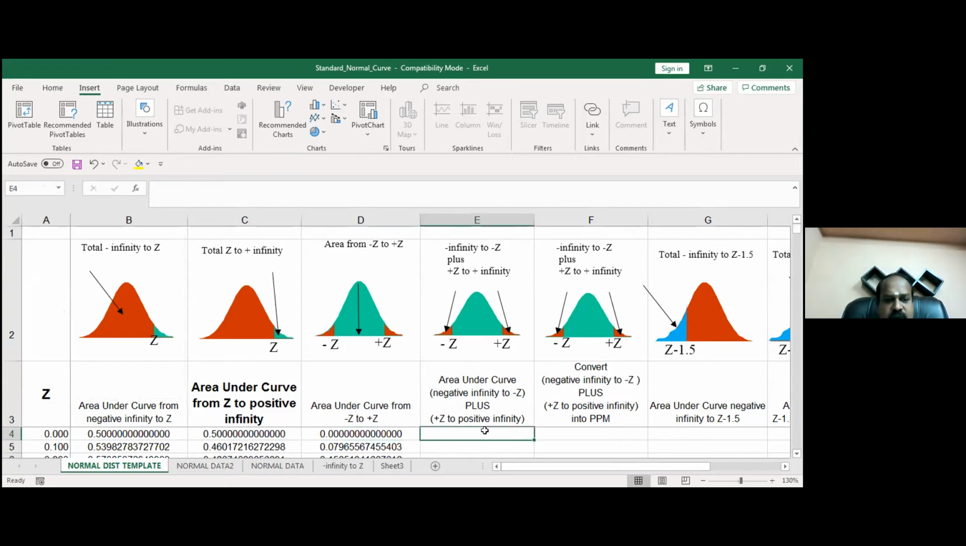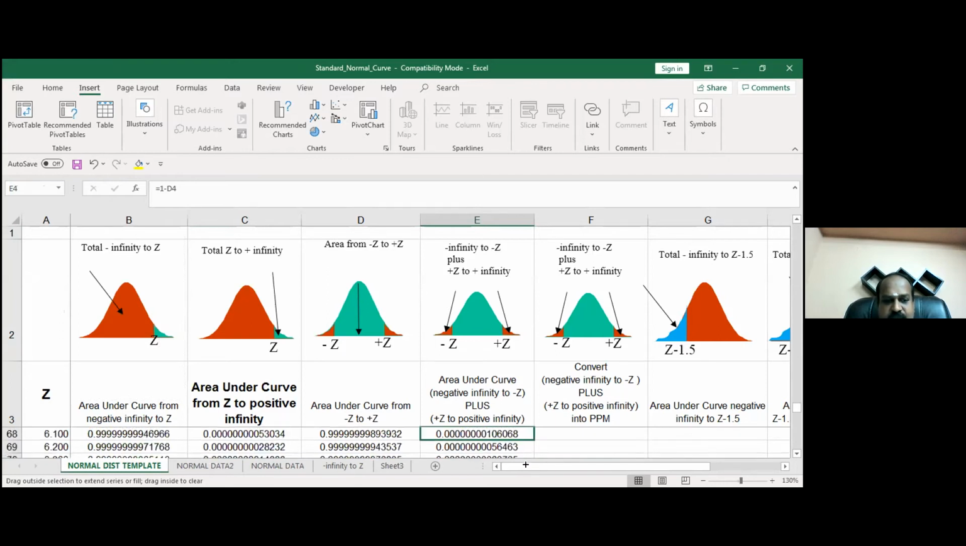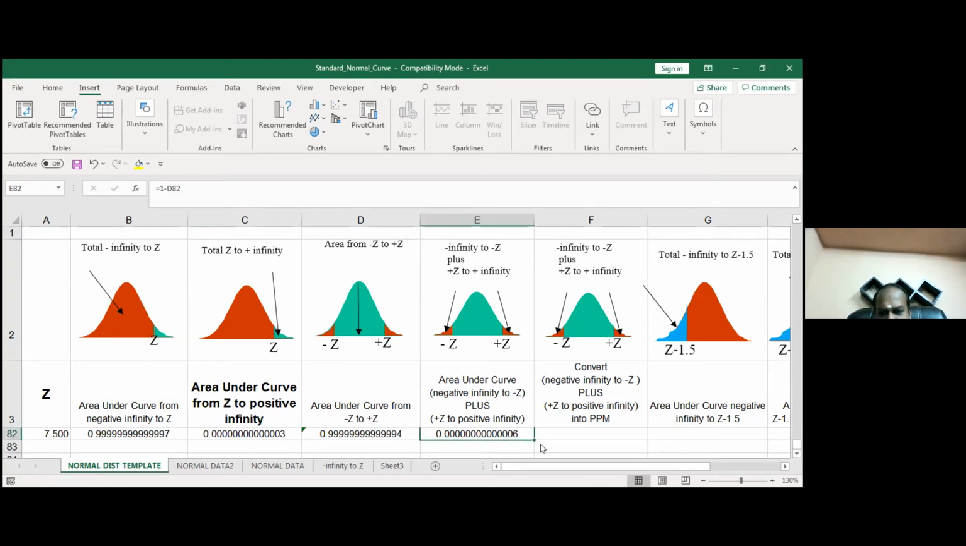Oh, one second. What happened? I deleted it. It is equal to 1 minus this previous value. I enter. And then I have to drag it down. Oh, now it is coming. Clear. So I got all the values.